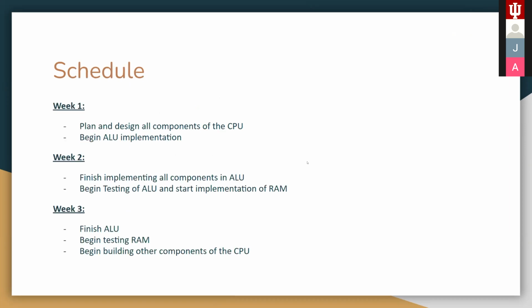So here's a rough outline of our schedule. The first week, we're going to plan and design all components of the CPU and then begin implementing the ALU. In week 2, we're going to finish implementing the ALU and begin testing it, along with implementing RAM originally. In week 3, we're hoping to finish the ALU and then begin testing the RAM, and then from there begin building other components of the CPU in the weeks that follow.